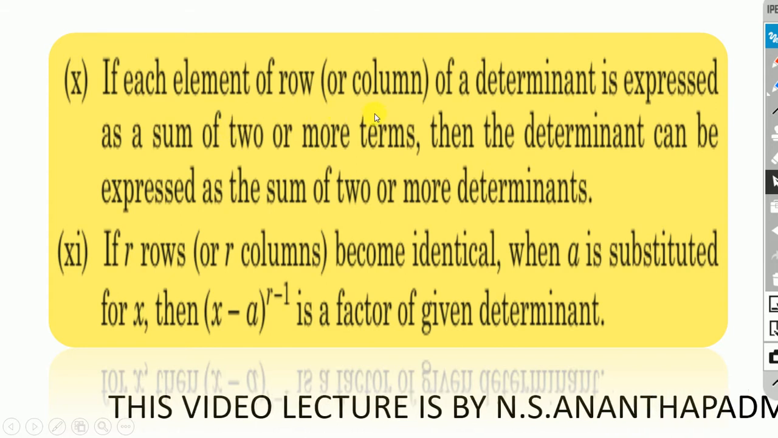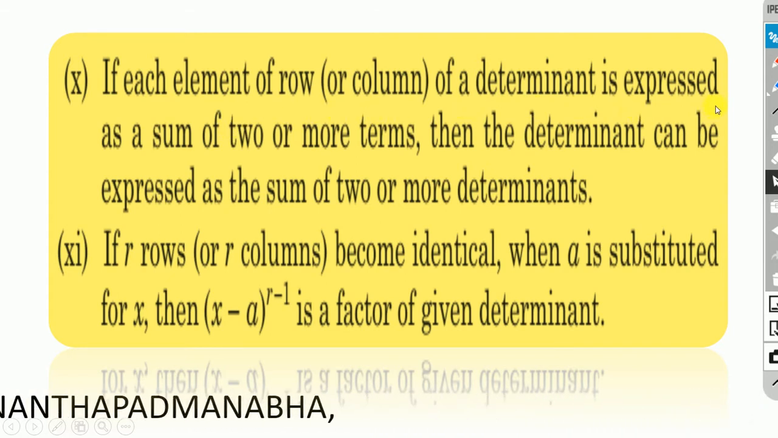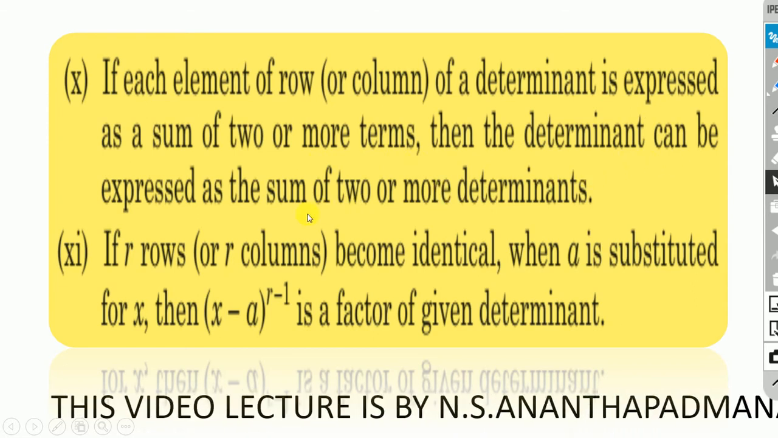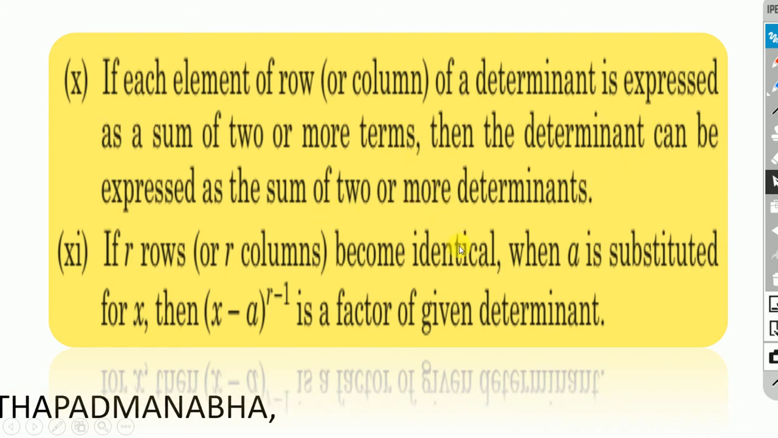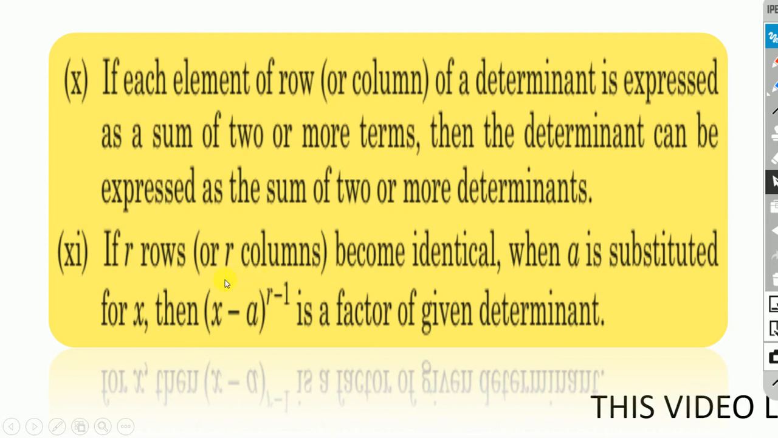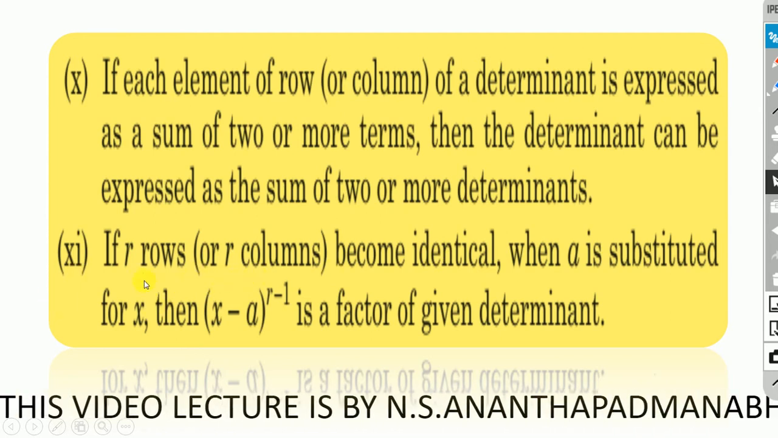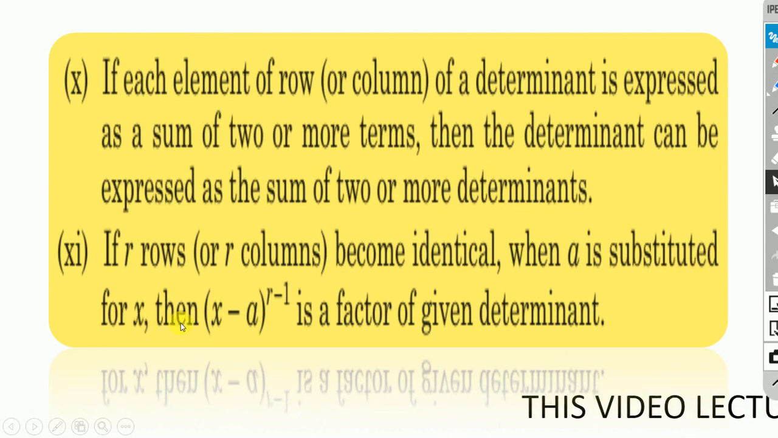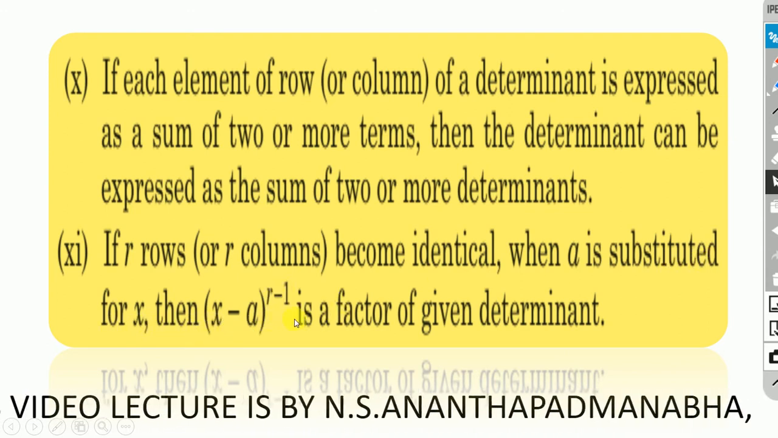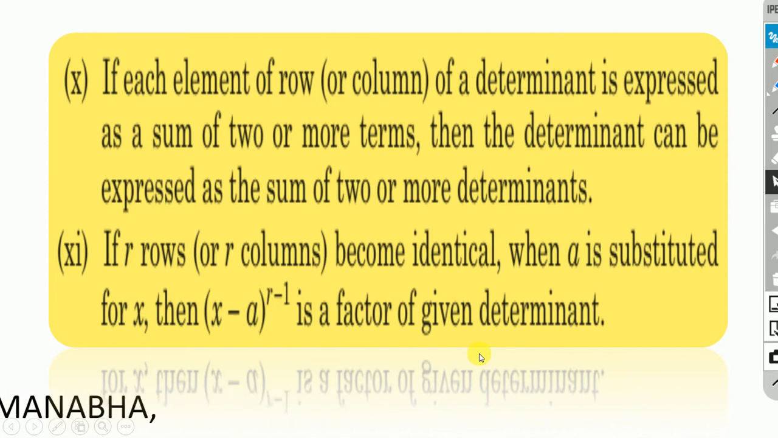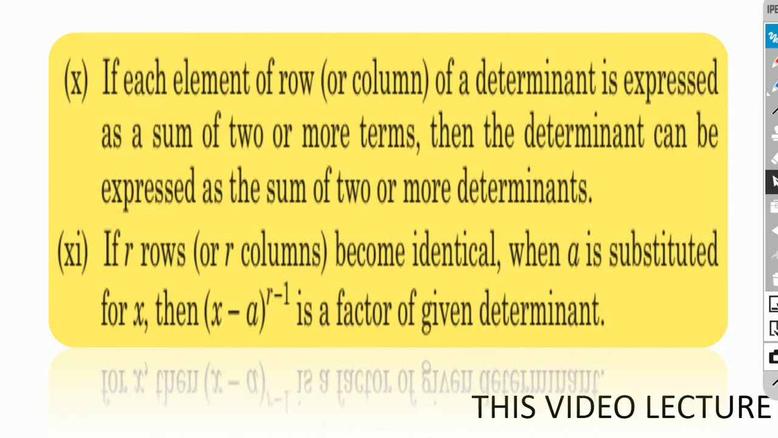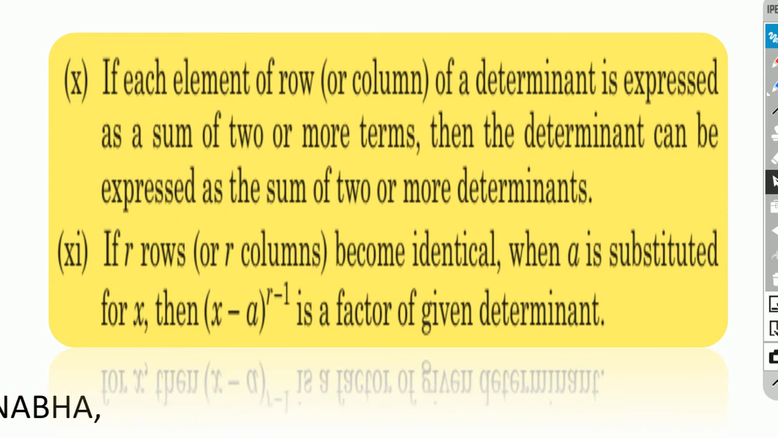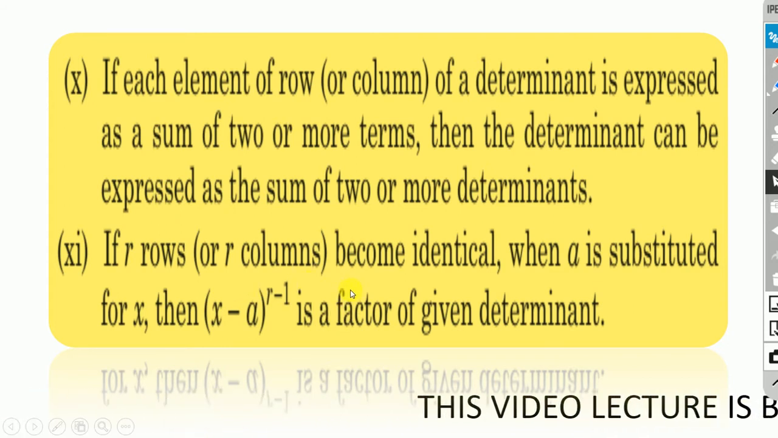If each element of a row or column of a determinant is expressed as the sum of two or more terms, then the determinant can be expressed as the sum of two or more determinants. We have seen this with an example. If all rows become identical when a is substituted for x, then x minus a to the power of r minus 1 is a factor of the given determinant. This property is useful in finding the factors of a determinant. So we'll see examples on this also.